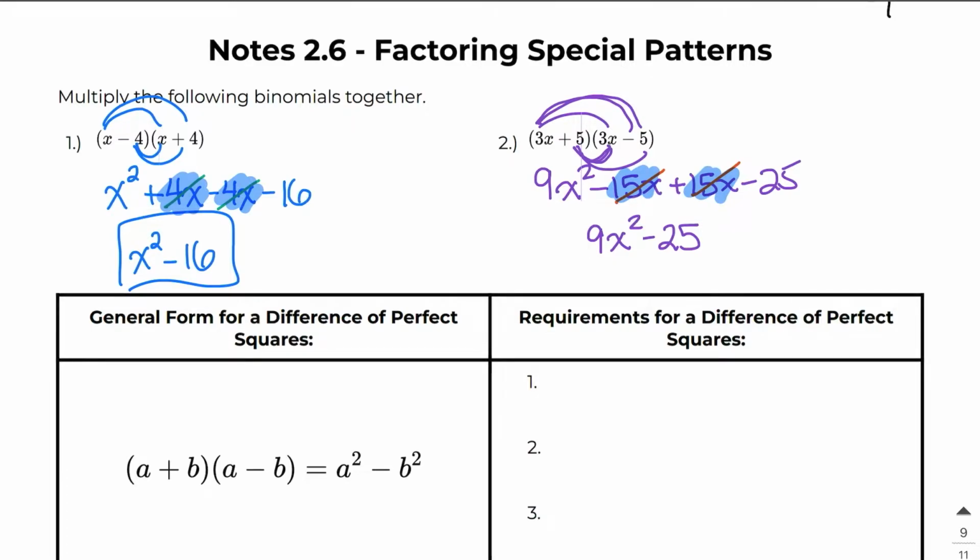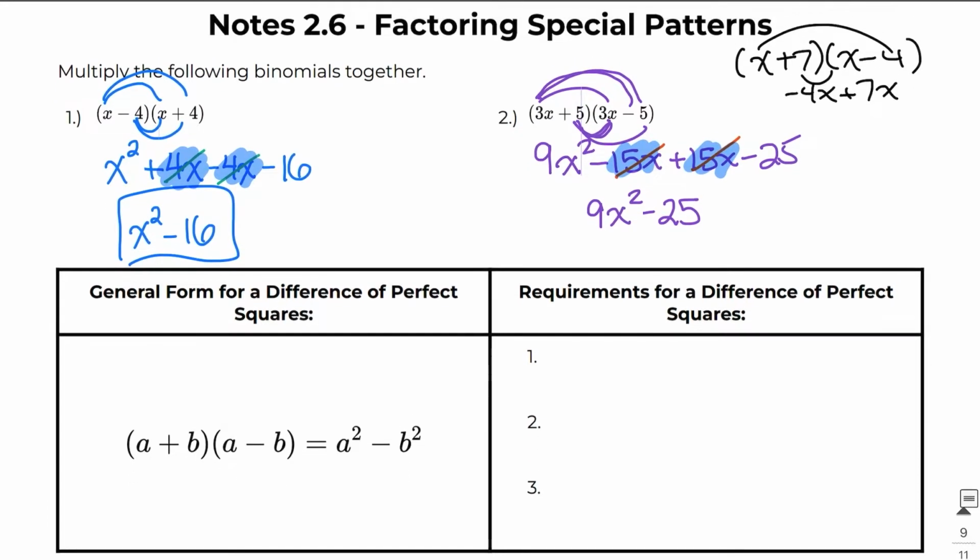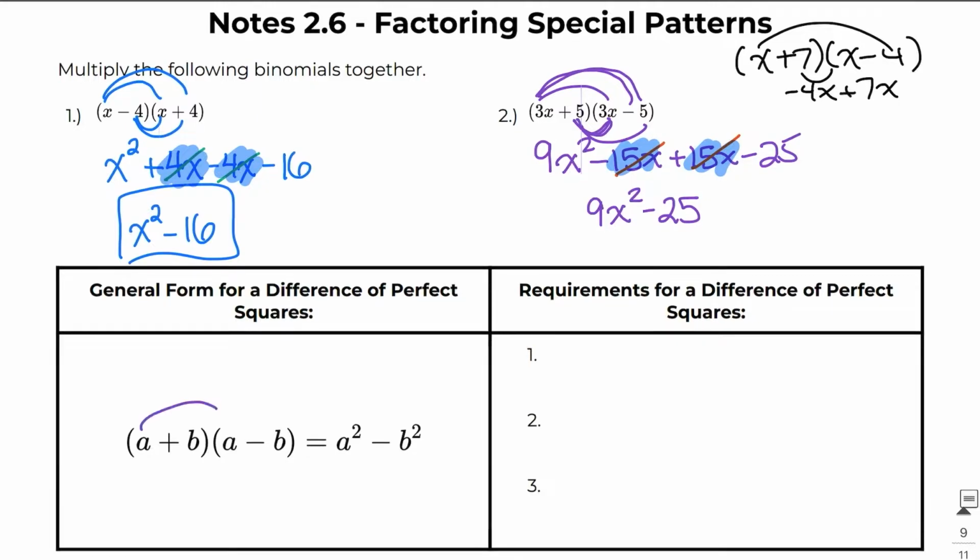As opposed to something like this where we would have x plus 7 times x minus 4. The outer and the inner don't cancel each other out because they're not identical except for the sign. So this is called a difference of perfect squares, and the general form for a difference of perfect squares is a plus b times a minus b, and you end up getting a squared minus b squared. And the reason why is because when you do your first, you get a squared. When you do your outer, you get negative ab. When you do your inner, you get positive ab. Those two cancel out. When you do your last, you get negative b squared.